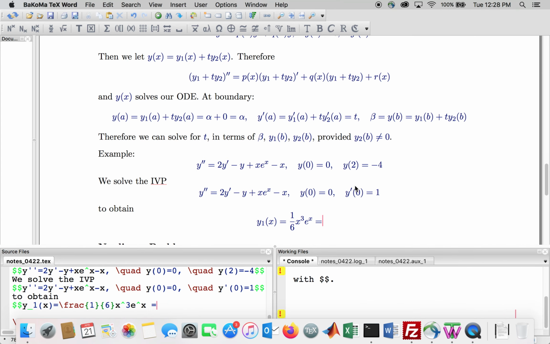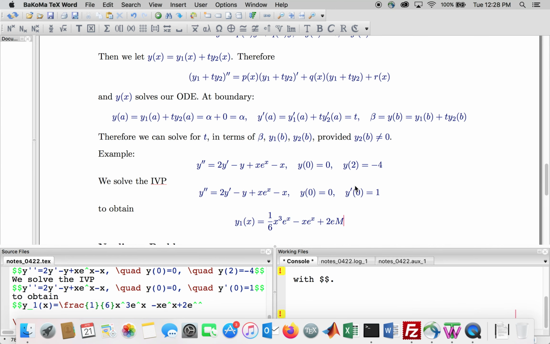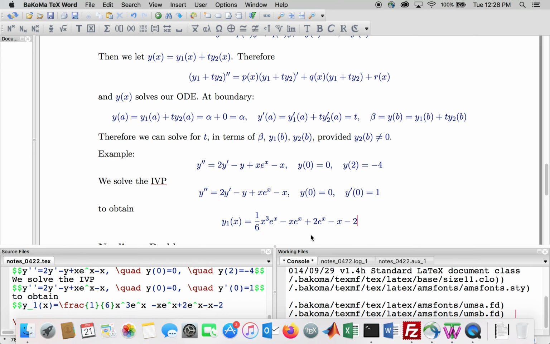Sorry, it should be a minus x plus 2 e to the x minus x minus. I'm looking at my notes while I'm typing. Okay. I apparently cannot type today. That's really weird. Okay. 2 e to the x minus 2. Not sure why I keep getting an m there, because that's definitely not what I was typing. Okay.